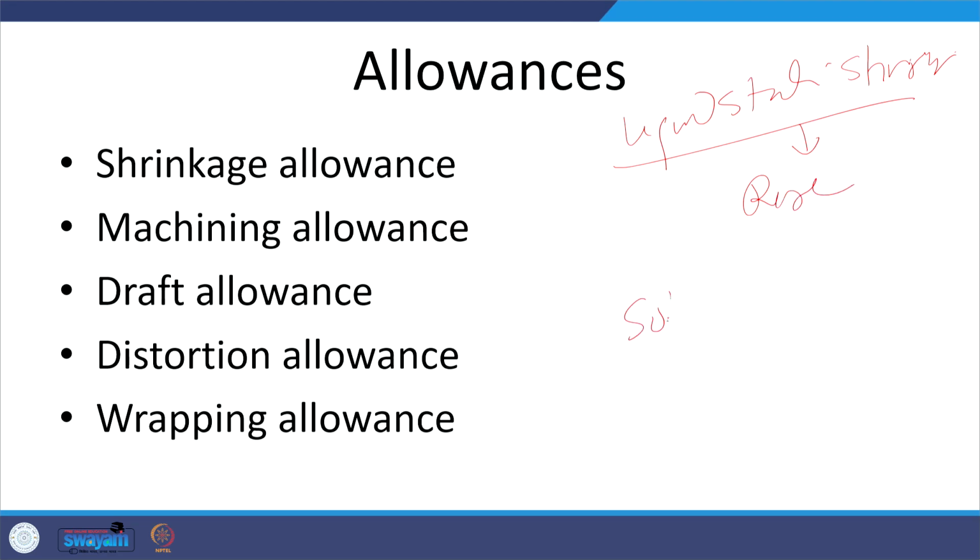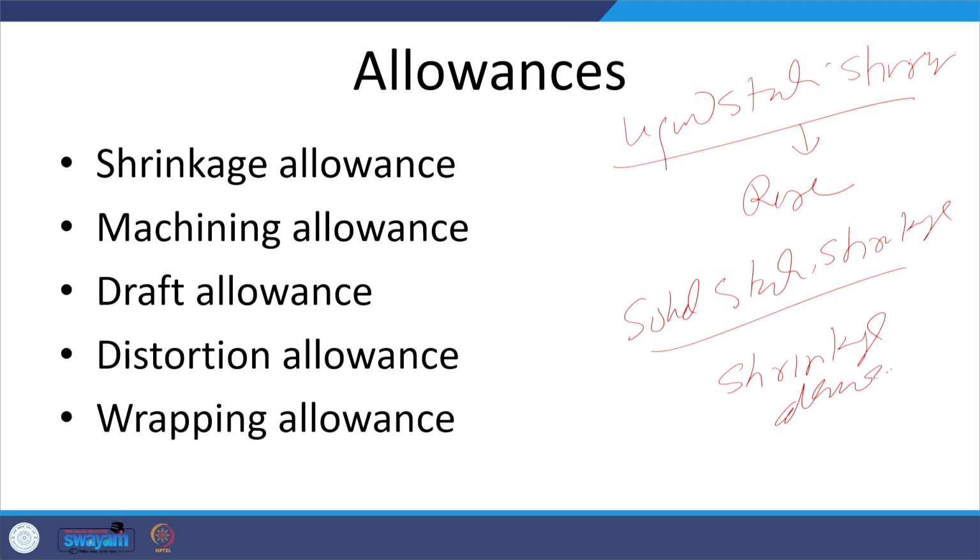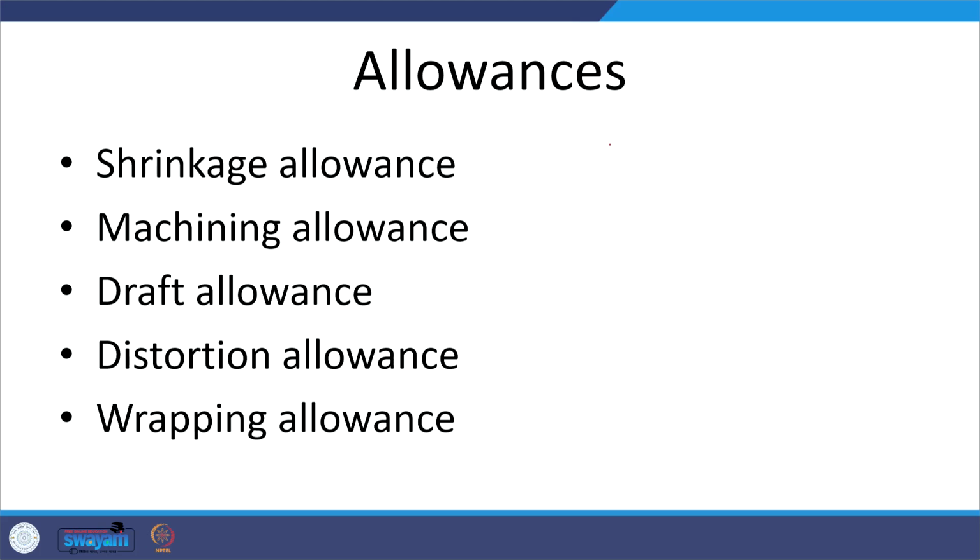And the solid state shrinkage is taken care of by the shrinkage allowance given to the pattern. Shrinkage allowance to the pattern primarily depends on two aspects. One is the thermal expansion or contraction coefficient, alpha.